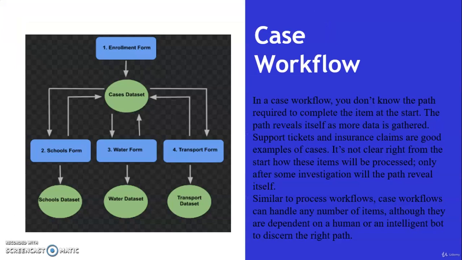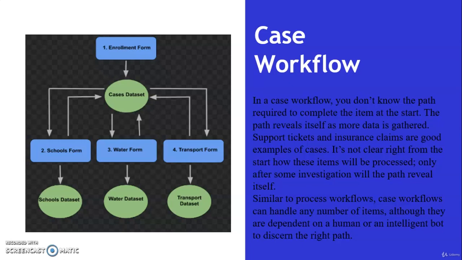Now, what is a case workflow? In a case workflow, you don't know the path required to complete the item at the start. The path reveals itself as more data is gathered. Again, that is the case with your MVP, right? You know the final product, like the final app version or the final software version that you're going to release in the market. Your minimum viable product will have a few basic functionalities in comparison to your final model. So from that minimum viable product to the final model, you don't know the exact path that you are going to take to reach that final model, right?